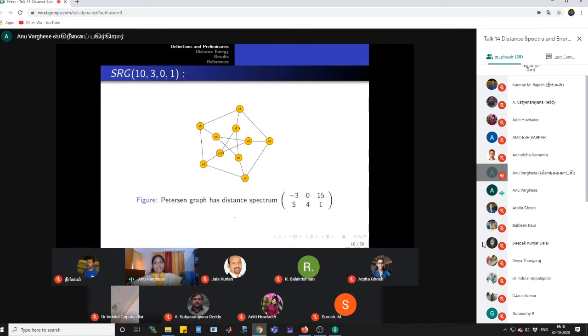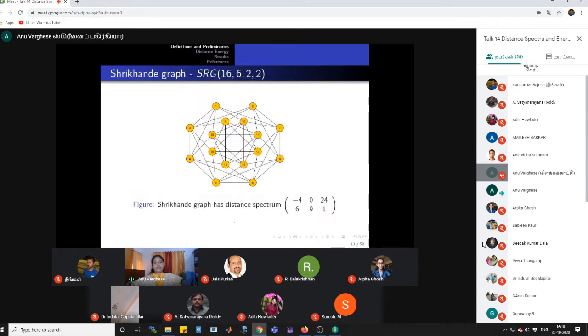This is another example of a strongly regular graph, with 16 vertices. This is the Shrikhande graph, and it also has 3 distinct eigenvalues: -4 with multiplicity 6, 0 with multiplicity 9, and 24, the spectral radius, with multiplicity 1.